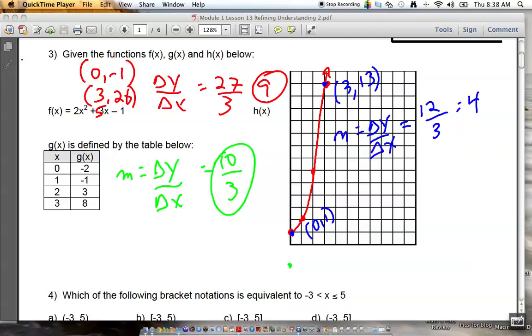Okay. Plugging in the 3, I get 9, I get 18. 18 and 15 is 33, minus 1 is 32. So this becomes a 32. 32 minus -1 is 33. 33 over 3 is 11. Okay?